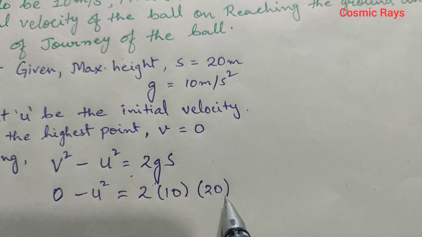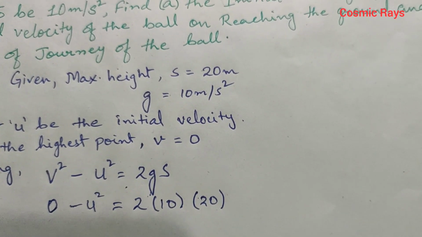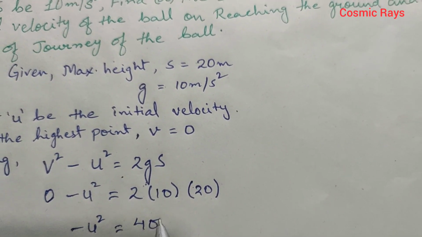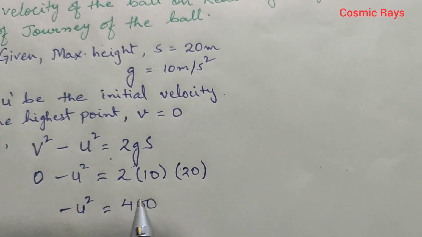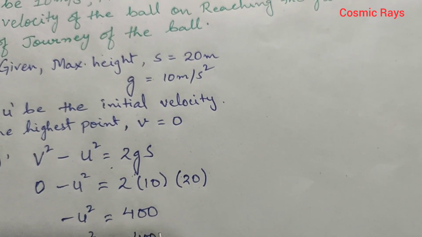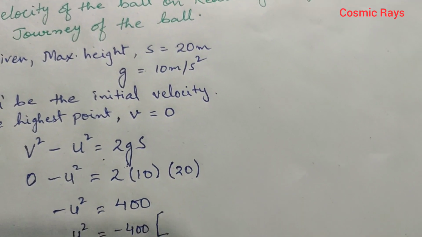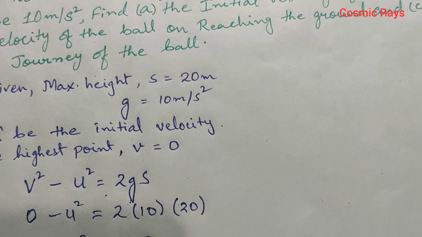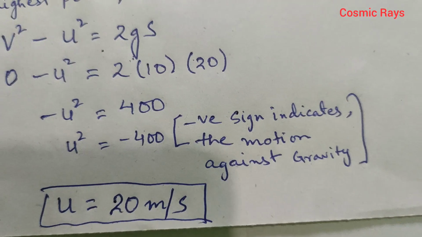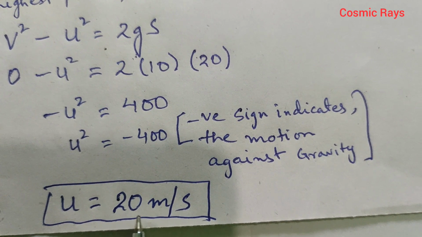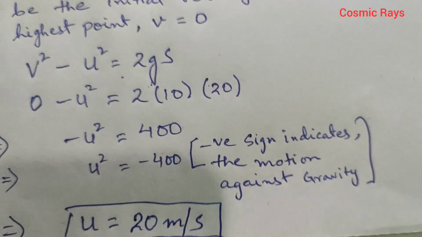20. So we get here minus u square is equal to 400, or the minus can be taken that side, so it becomes u square is equal to minus 400. Please remember that the negative sign indicates the motion is against the gravity. And when we find the square root, u will be equal to 20 meter per second. That is the answer for the first part.